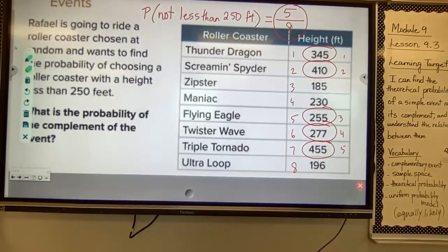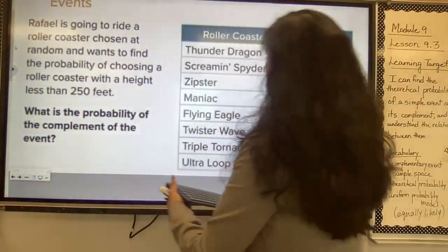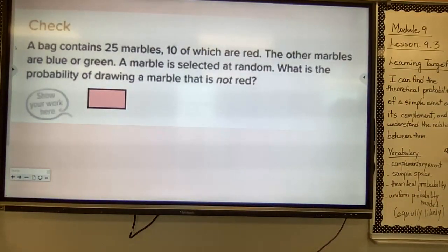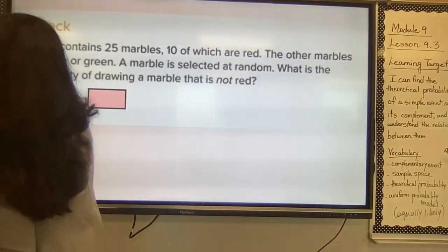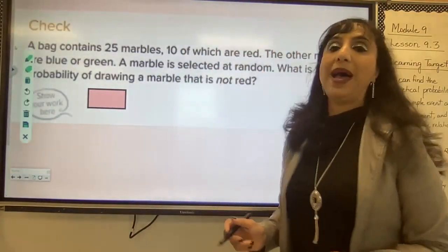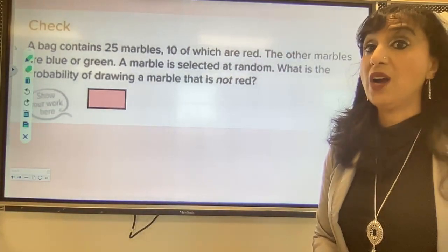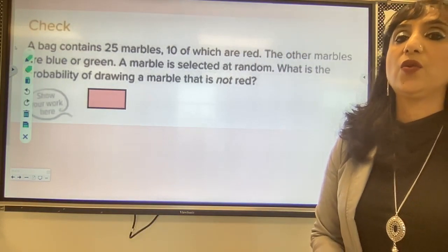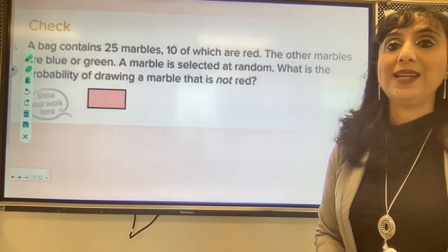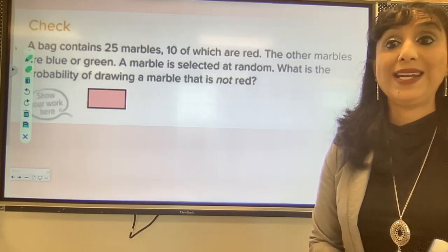Okay, now let's do one last problem to understand complements. Here we go. A bag contains 25 marbles, 10 of which are red. The other marbles are blue or green. A marble is selected at random. What is the probability of drawing a marble that is not red?